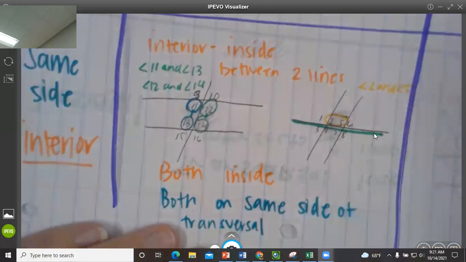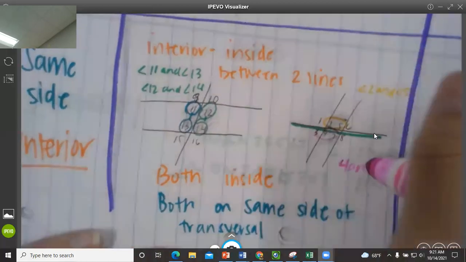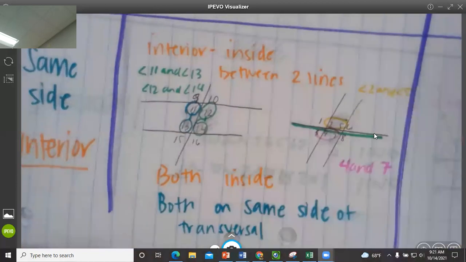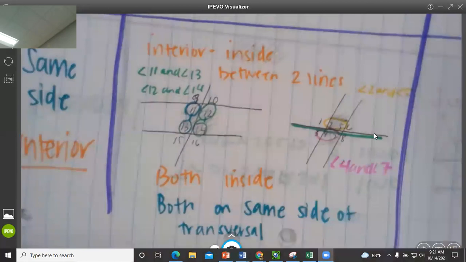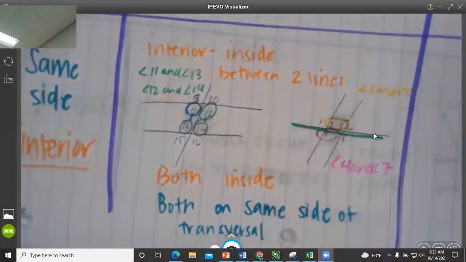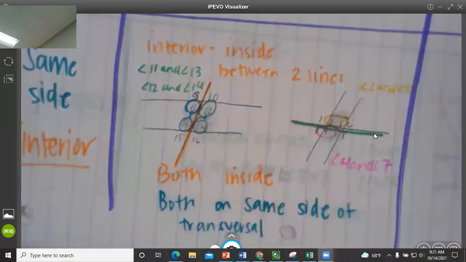And then the other one would be 4 and 7. They have to be on the same side of the transversal, and they both have to be inside. We'll keep practicing.